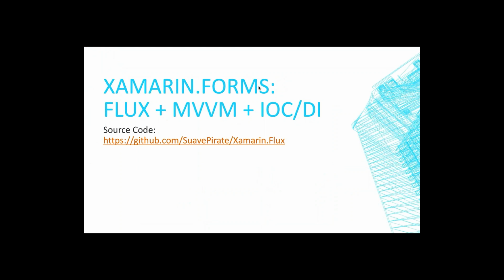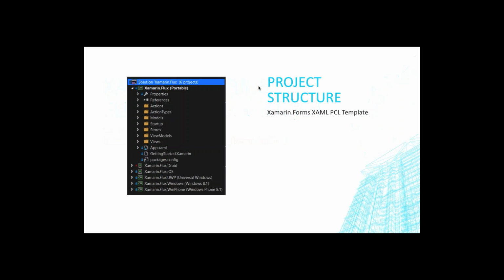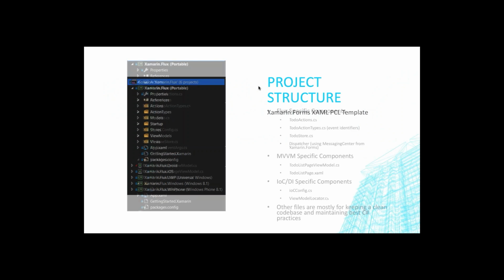So again, here's a link to that final implementation using Xamarin Forms with Flux, MVVM, and inversion of control dependency injection. And we're going to be building an app that functions the same way. It's not going to use IOC or DI because we don't want to overcomplicate it. But we can look at the basic project structure. Like I said, I didn't use any sort of onion architecture or anything really crazy. It's the basic Xamarin Forms XAML PCL template. So we just have the one PCL and then each of our actual platform projects.